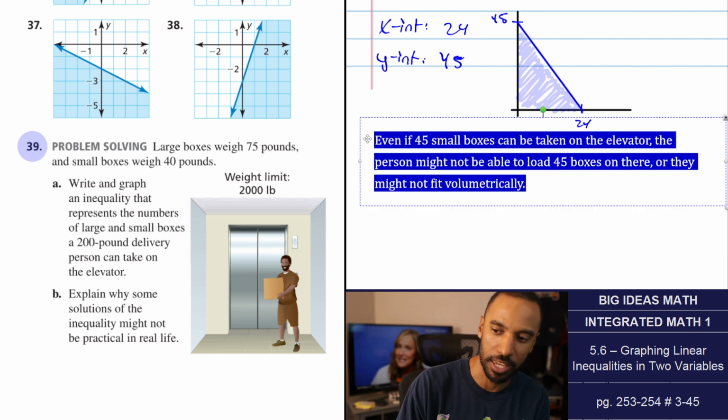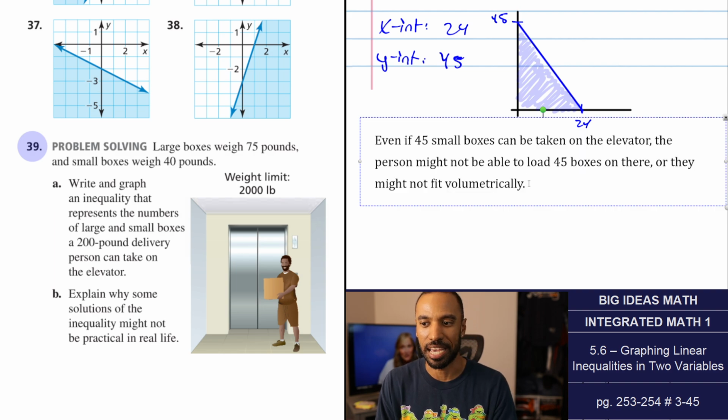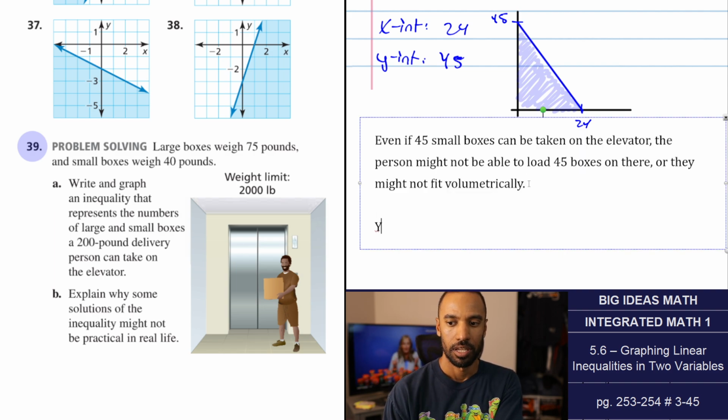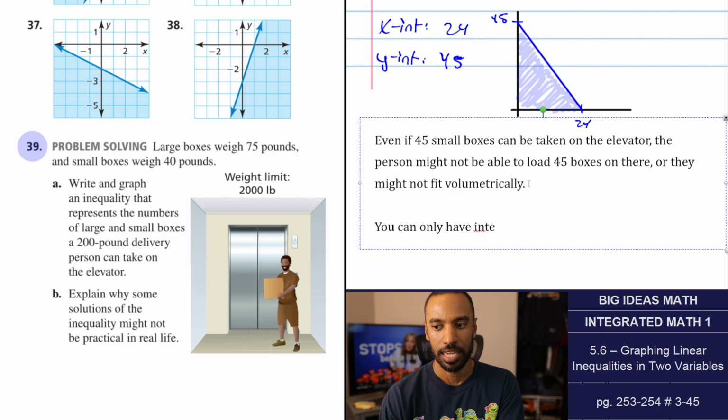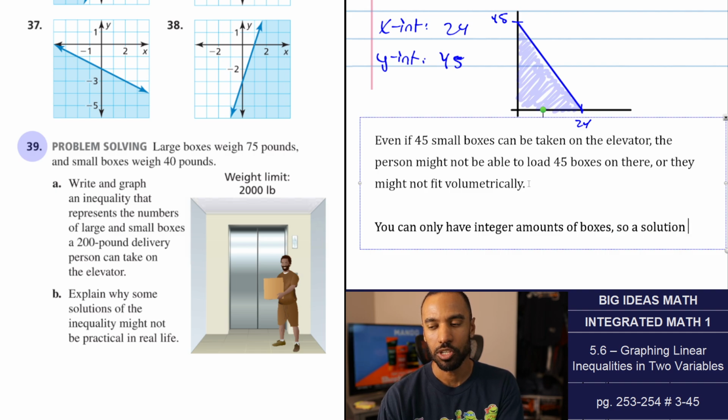Okay, here's what I'm thinking now what they probably meant. They're probably talking about decimal answers. You can only have integer amounts of boxes. So a solution... Now, this would have been the case for the arcade games, right? You can't play 4.5 arcade games.